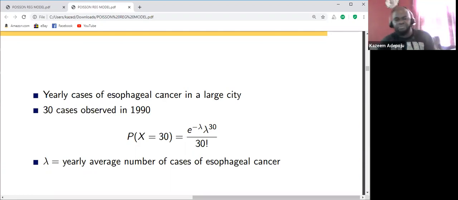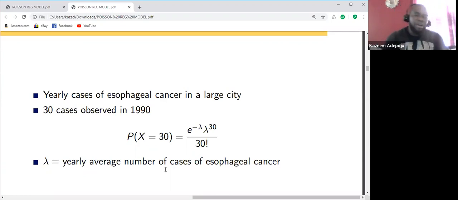I'm going to say that again. If I want to get the incidence rate of this type of cancer, then I need to know the yearly average number of cases of esophageal cancer. Can you see that now? So if I want to determine the probability of having a case of a particular disease, then I need to have obtained the incidence rate of that. And the incidence rate is actually going to be the yearly average number of cases of that.